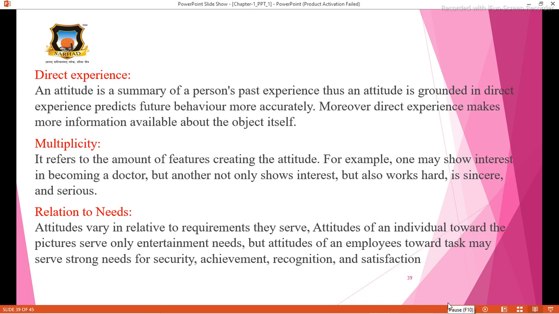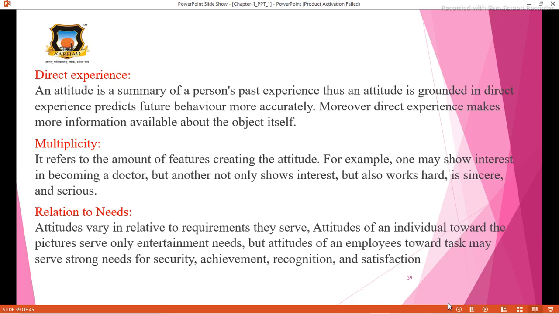Next is multiplicity. It refers to the amount of features creating the attitudes. For example, one may show interest in becoming a doctor, but another not only shows the interest but also works hard, is sincere and serious. It is a multiplicity.